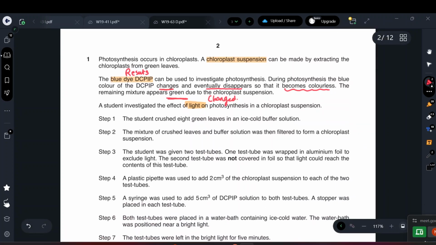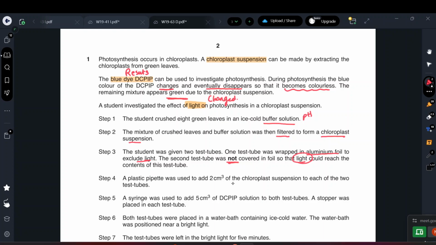The student crushed 8 green leaves in an ice-cold buffer solution. The buffer solution is a solution that adjusts the pH. The mixture of the crushed leaves and the buffer solution was filtered to form the chloroplast suspension, to get an extract of the chloroplast. The student was given 2 test tubes. One was wrapped in aluminum foil to exclude the light. The second was not covered so that the light could reach. So in one of them the light is present, in the other the light is absent.